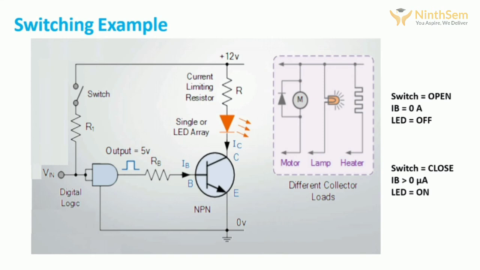When the switch is closed, there will be a voltage across R1 and the digital logic will also sense the 5 volts. So there will be an IB current. The transistor goes to the saturation region. Once it is in the saturation region, the LED will be on.